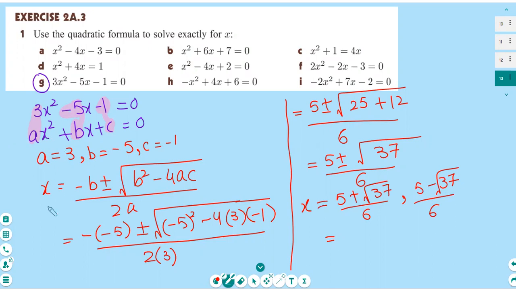So the first value I got is 1.847, and in 3 significant figures, it will be 1.85. Okay, the next value will be with the negative sign, and I got negative 0.180 in 3 significant figures, right? So these are the required roots of the quadratic equation. And if you want the exact answer, you can finish this question at this step as well. These answers are in the decimal form. Okay, now moving to the next question.